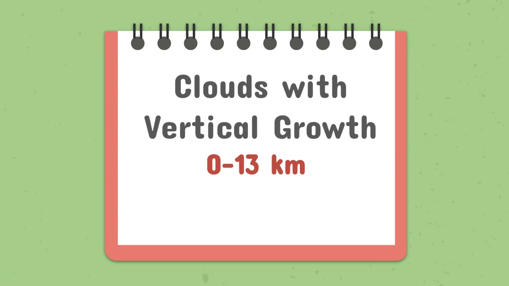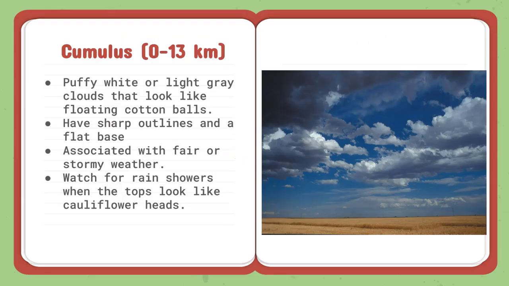Now we're going to move into our last two cloud types, which are two clouds that have vertical growth. They grow up in the atmosphere. So that is why we have the altitude from 0 to 13 kilometers. The first is probably the most common when you look outside, especially in North Carolina, I feel like, the cumulus cloud. These are your stereotypical clouds. They're really puffy. They kind of look like cotton balls.